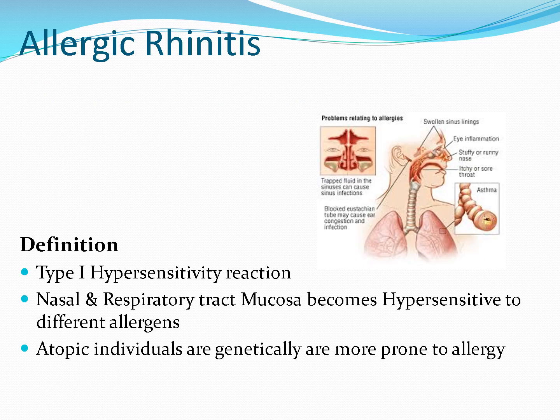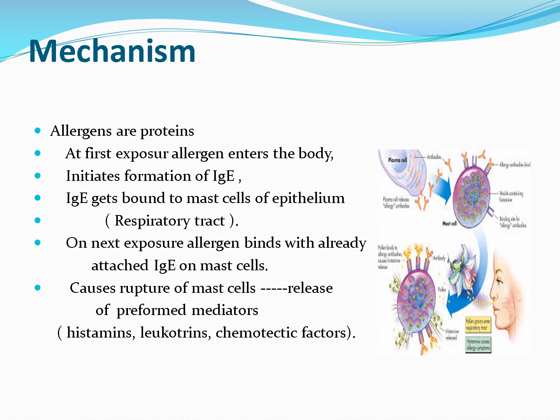Allergic rhinitis is a very important topic. The definition is that it is a type 1 hypersensitivity reaction, and the nasal and respiratory tract mucosa becomes hypersensitive to different allergens. It is usually seen in atopic individuals. There is family predisposition to certain allergens. Allergens are actually proteins. During first exposure, the allergen enters the body and initiates immunoglobulin E formation. This immunoglobulin E, IgE, gets bound to the mast cells of the epithelium of the respiratory tract.